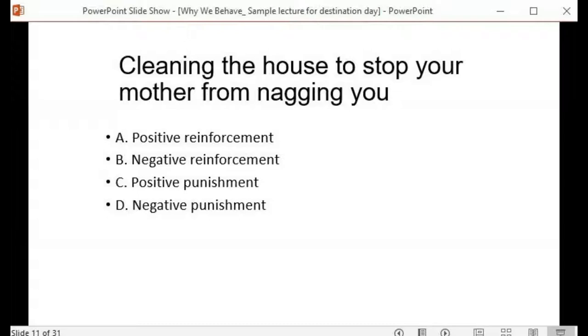So let's see what it is. First of all, let's decide: is it reinforcement or punishment? If your mother has been nagging you, nagging you, nagging you, and then you clean the house, and then she stops nagging you, that's good, right? You want her to stop nagging. The horrible nagging has stopped. And are you more likely to clean the house in the future? You probably are. So those of you who said B, awesome job.